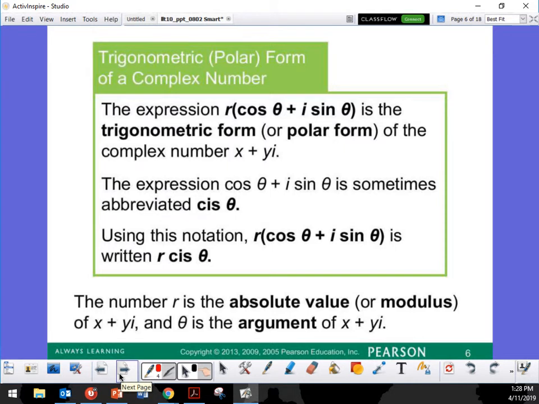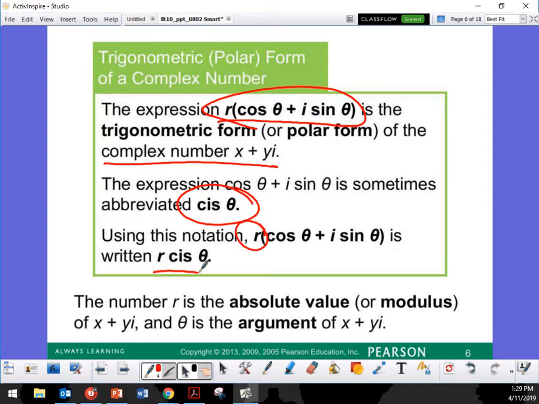So the expression r cosine theta plus i sine theta is the trigonometric form, or polar form, of this complex number. Polar form is like this. The expression cosine theta plus i sine theta is sometimes abbreviated cis theta. And in the notation where I know the radius, it's r times cis theta.